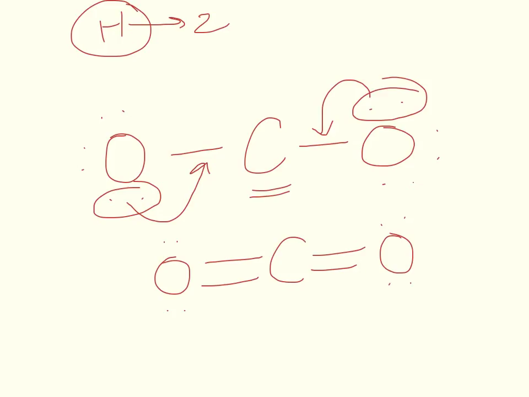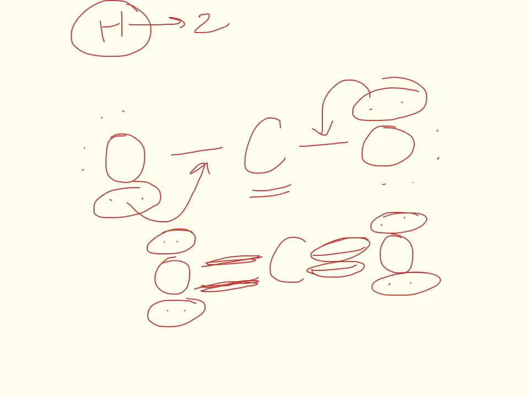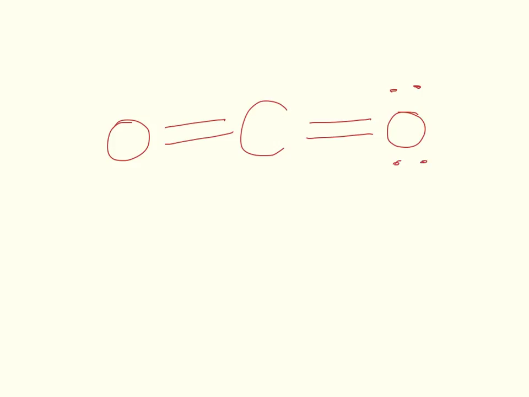okay, then this way, if you think about it, oxygen has 1, 2, 3, 4, 5, 6, 7, 8 electrons. This oxygen has 1, 2, 3, 4, 5, 6, 7, 8. And if you look at carbon, 1, 2, 3, 4, 5, 6, 7, 8. So all of them have 8 electrons each. So the carbon dioxide molecule has a structure that looks like this.